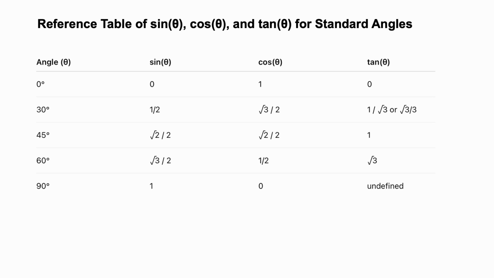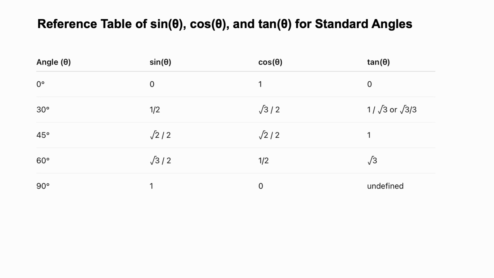At 0 degrees, the sine is 0, cosine is 1 and tangent is 0. At 30 degrees, sine is 1/2, cosine is square root 3 over 2 and tangent is 1 over square root 3, or you can also say square root of 3 over 3. At 45, both sine and cosine are root 2 over 2 and tangent is exactly 1. At 60 degrees, sine becomes root 3 over 2, cosine is 1/2 and tangent is root 3.